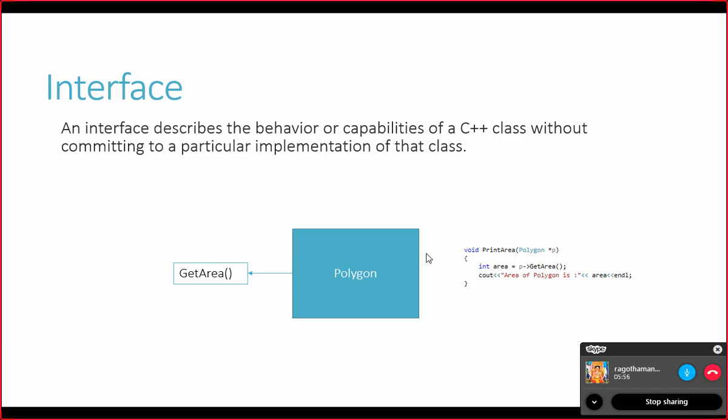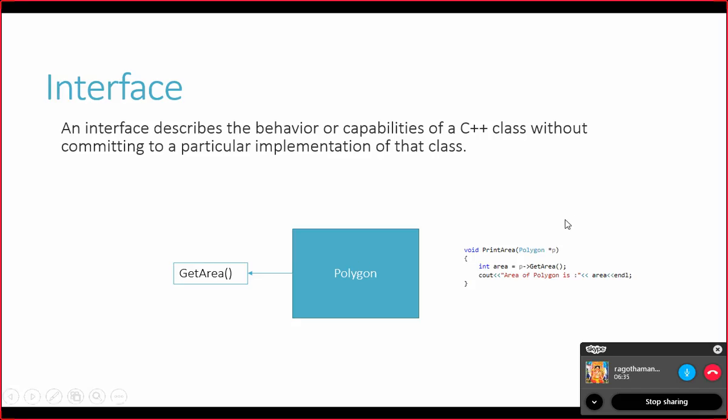So suppose I want a function, in this case, print area, which takes any polygon basically, and then I want to say print area. In this case the print area does not know what polygon it is dealing with. It just knows it's dealing with a polygon, and then it will just call p get area to get the area of the polygon. So it does not know what polygon it is dealing with. So this is called an interface.